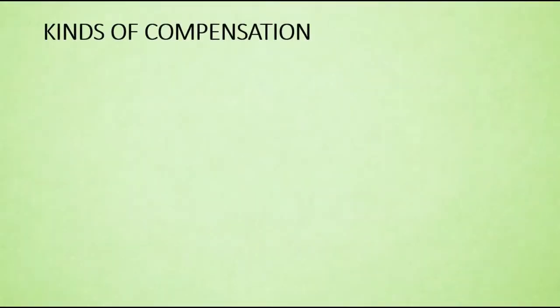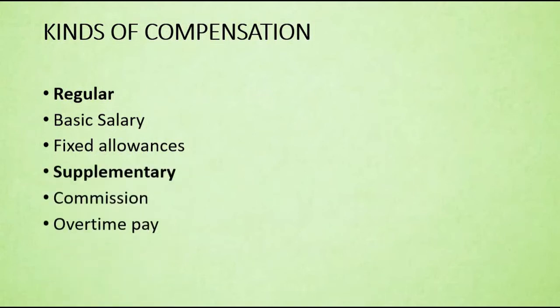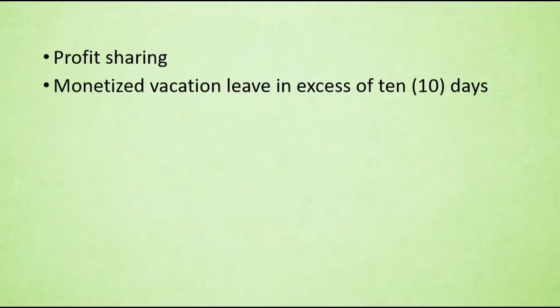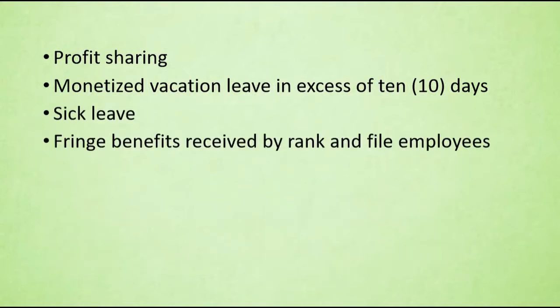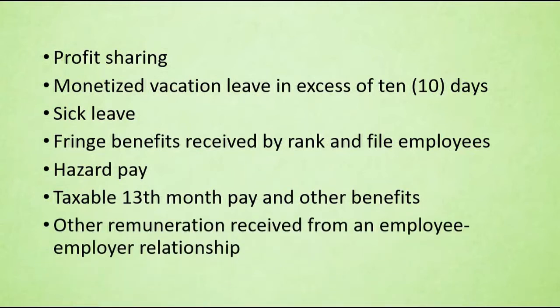Kinds of compensation: regular, basic salary, fixed allowances. And under supplementary are commission, overtime pay, fees including director's fees, profit sharing, monetized vacation leave in excess of 10 days, sick leave, fringe benefits received by rank and file employees, hazard pay, taxable 13th month pay and other benefits, other remuneration received from an employee-employer relationship.